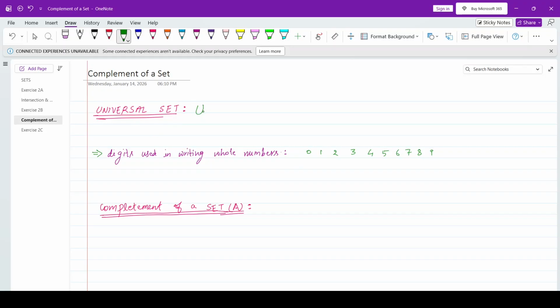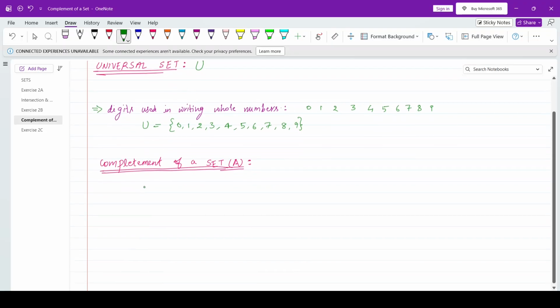Firstly, universal set is denoted by U. So when we say digits used in writing whole numbers, then what we mean is U is equal to a set containing 0, 1, 2, 3, 4, 5, 6, 7, 8 and 9. This is a universal set in this context.